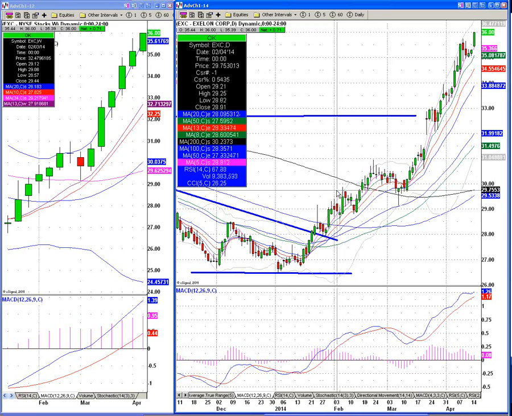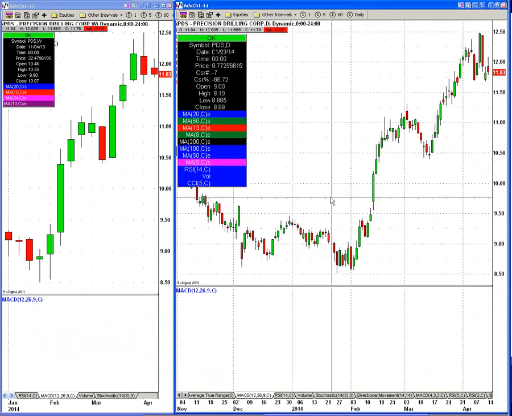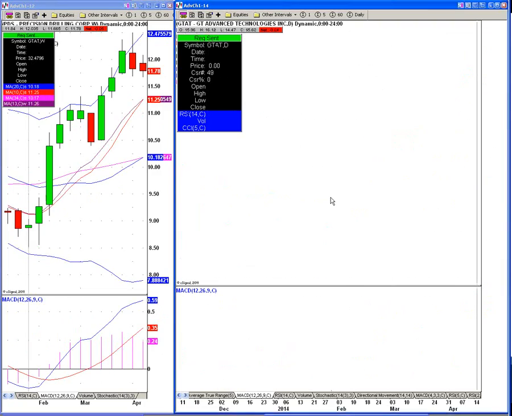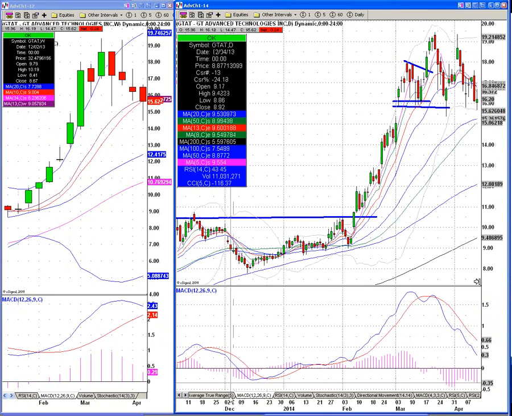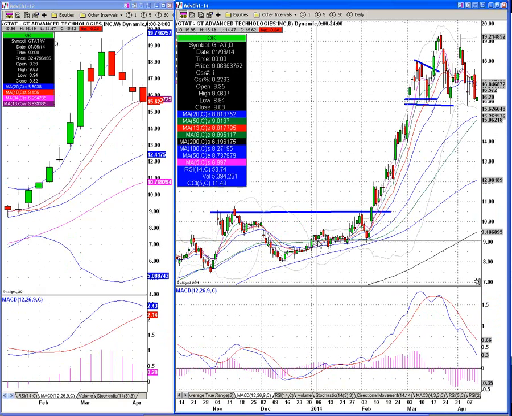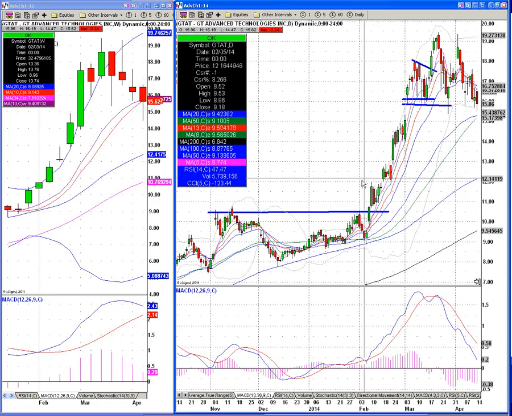We see Exelon Corp. This is a utility stock. Again, in early February, price started breaking out. PDS was another one. GTAT, I believe, is actually on one of our emerging growth lists, and this was a nice strong breakout out of a base above $11.